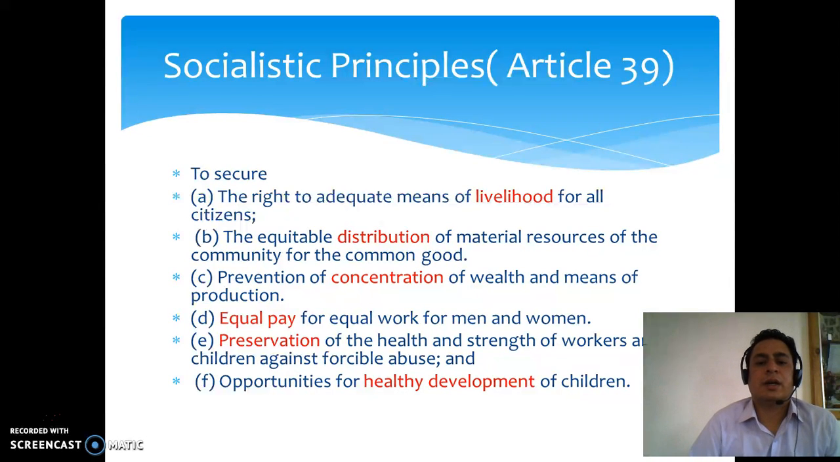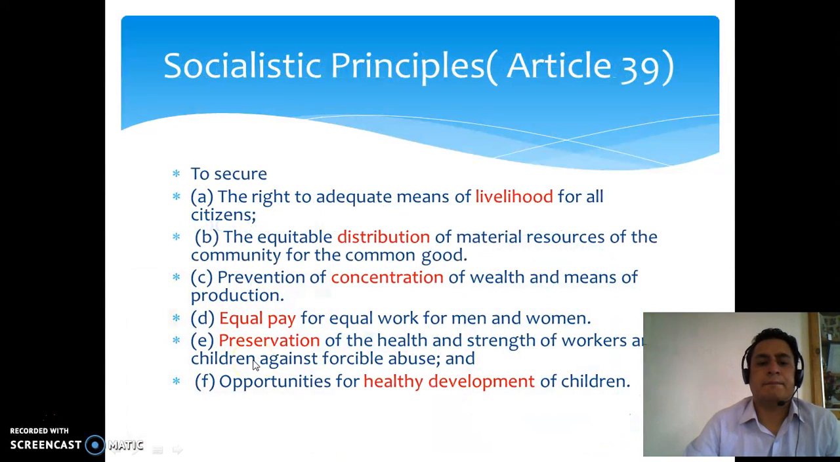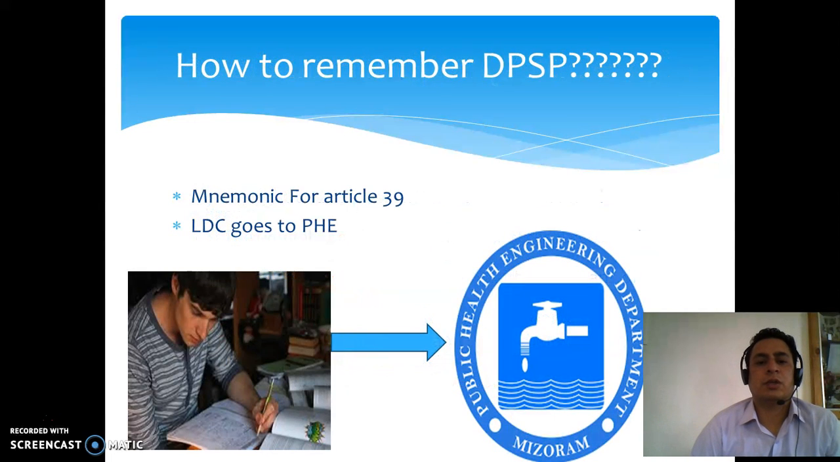To remember them, I have devised a mnemonic for Article 39 which is LDC goes to PHE. Now LDC, here you can remember it: L is for livelihood, D is for distribution, C is for concentration, P is for preservation of health, H is for healthy development of children and E is for equal pay for equal work. If you remember it this way, you will get a fair idea in the examination of which article it is, and sometimes in mains you will be directly asked about Article 39, what Article 39 is and what are the things in it.